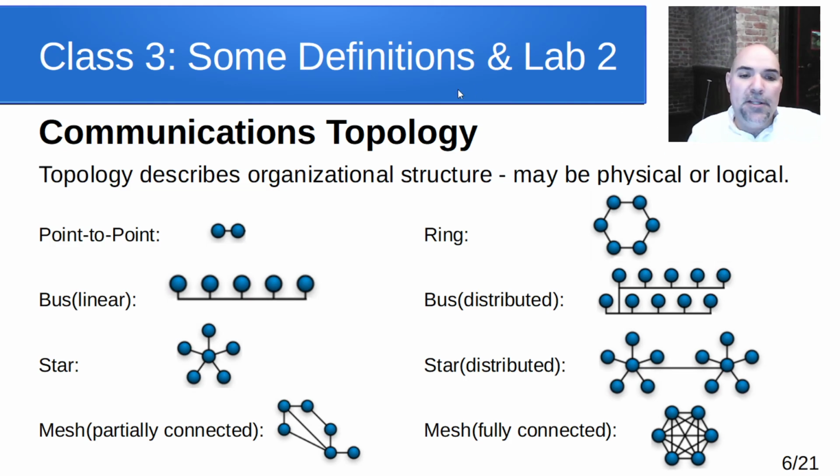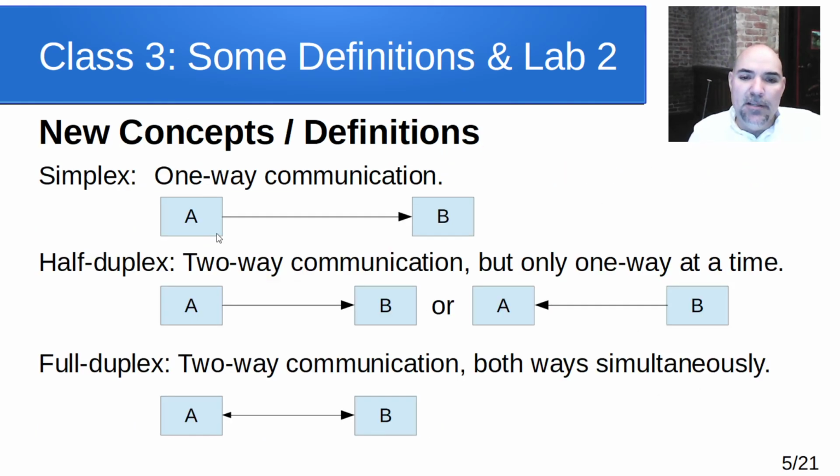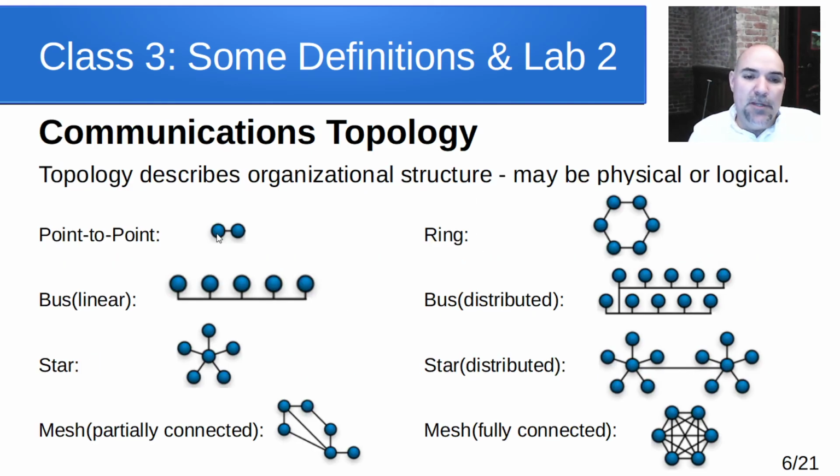So for example, point-to-point is probably the simplest one. That's kind of the same that we had over here. These are all various forms of point-to-point communication. Point-to-point means you have two nodes and you have some channel that connects between them, and you can communicate between the two. Could be simplex, could be half duplex, could be full duplex.